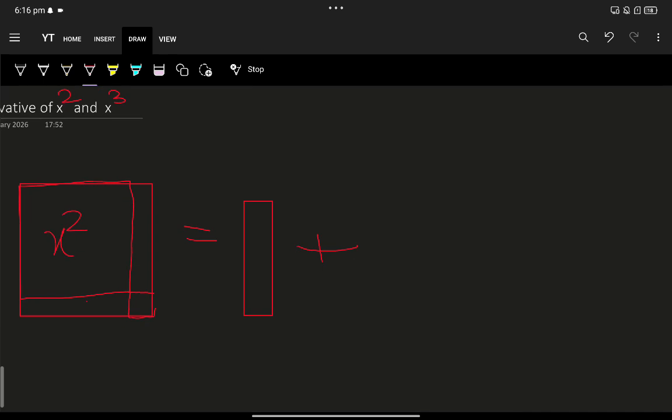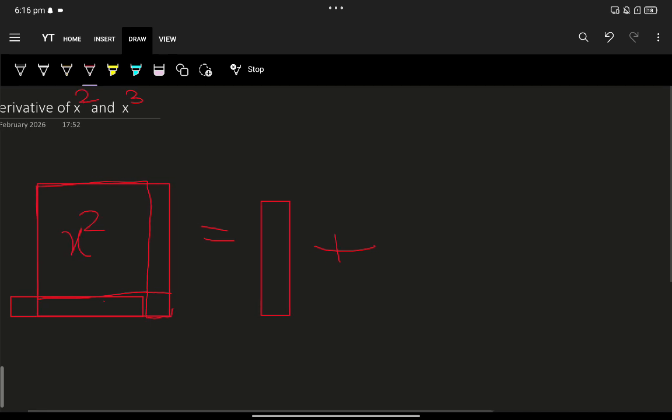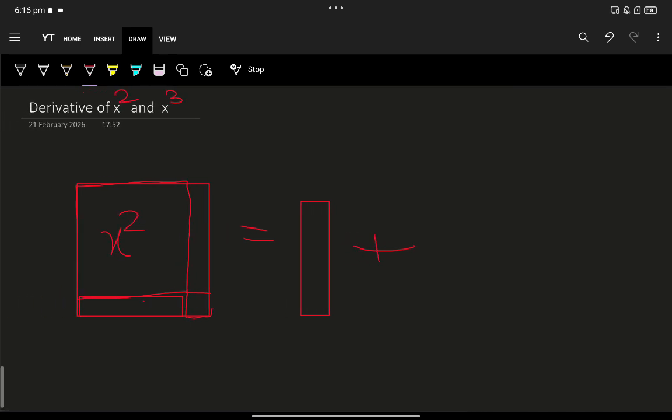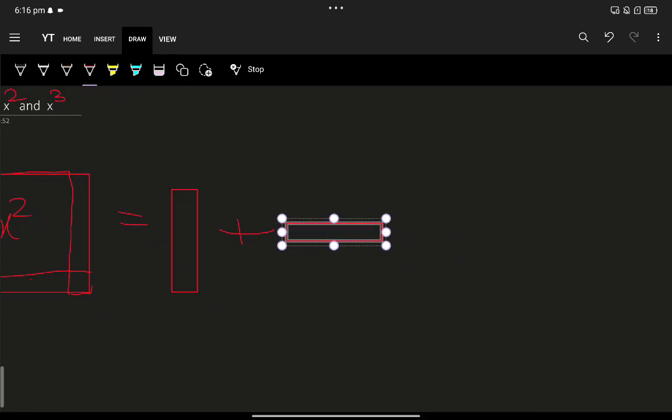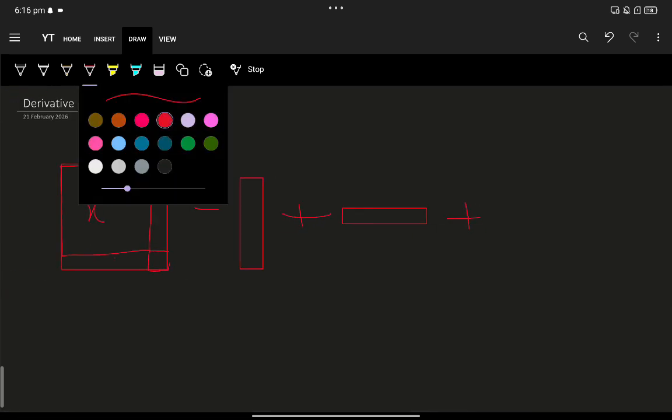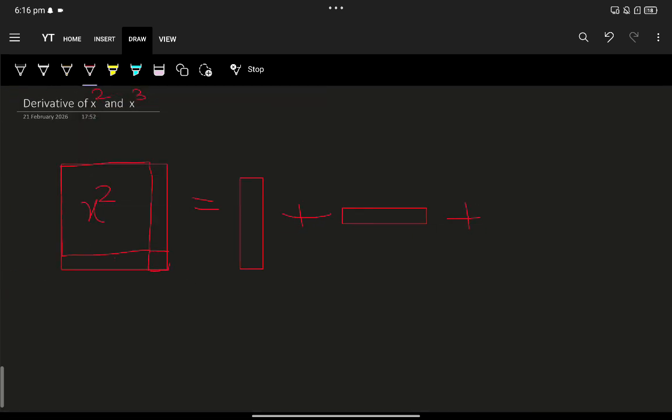the second rectangle which we have over here. This is the second rectangle, right? So this plus a small square right in the corner, right? In the right corner we have the small square.